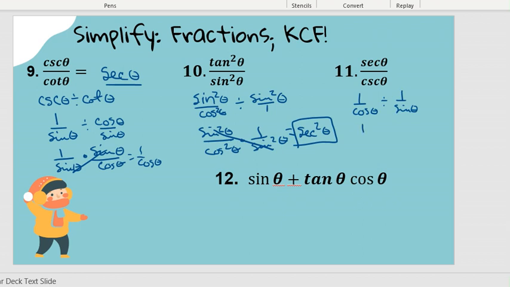Okay, this one, secant is 1 over cosine theta divided by cosecant is 1 over sine theta. So if we keep, change, flip, it's going to be 1 over cosine times sine over 1, excuse me, which gives me sine over cosine, which is equal to tangent theta.